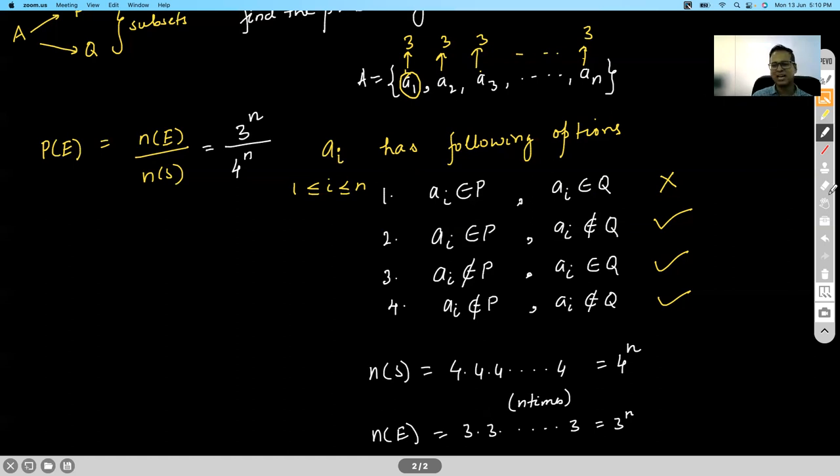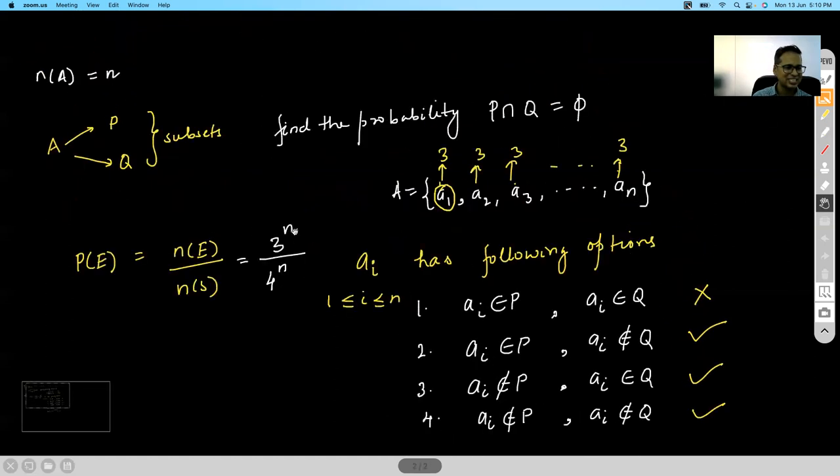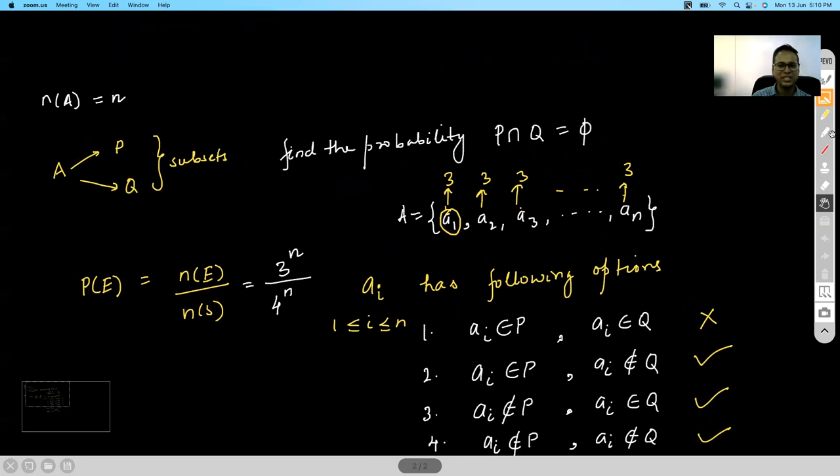What is P and Q here, my dear? You're not reading the question here, Aditya Anand. P and Q are subsets to be formed from A. Oh, were you there in the last class when I gave this as a homework question?